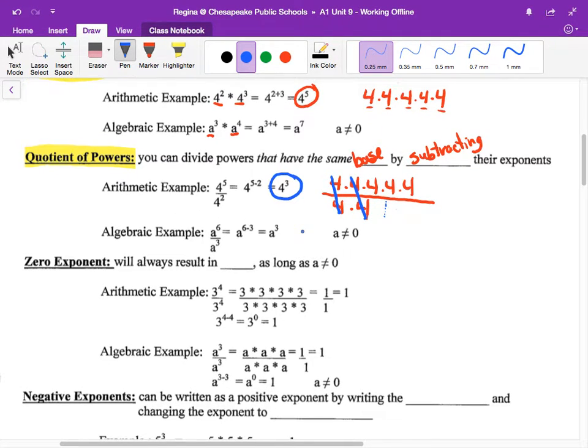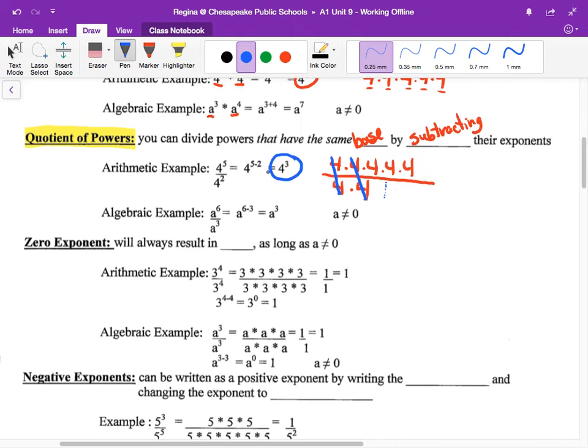Same thing with arithmetic. We use it the same way with algebra. The only difference is our big bottom letter is an a. There's 6 of them on the top, 3 on the bottom. Imagine what that looks like when you expand it out and map it out. There'd be 6 on the top, 3 on the bottom. 3 are going to cancel out, and that's going to leave us 3 on the top. So we basically do 6 minus 3, and that's where our 3 comes from.